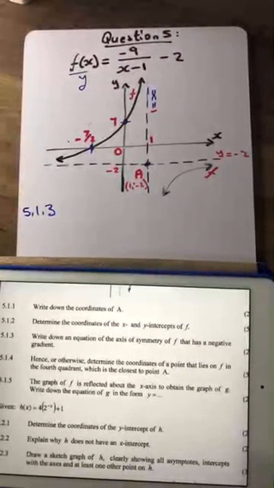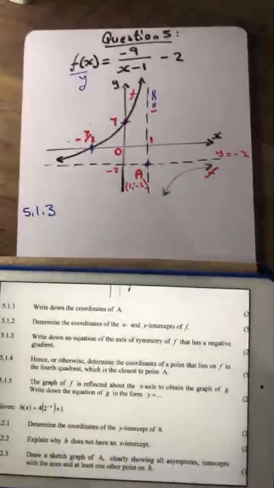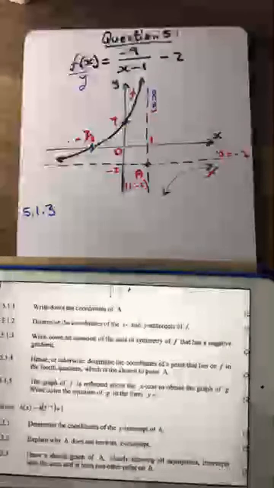We are on question 5.1.3, which says: write down an equation of the axis of symmetry of f that has a negative gradient. Remember, in case you've got no idea, you say no idea. In case you know what the answer is, work it out and comment.